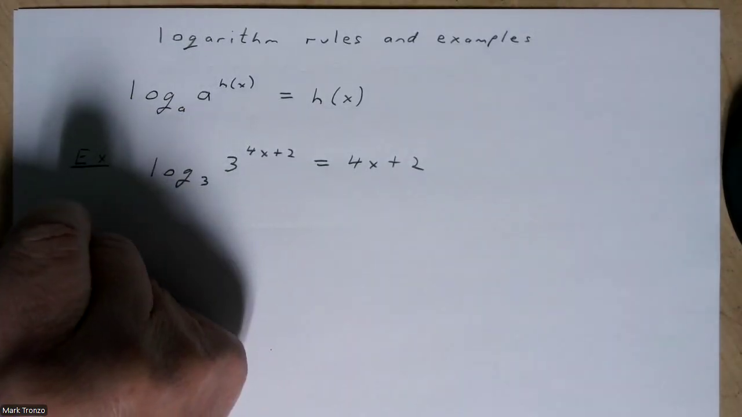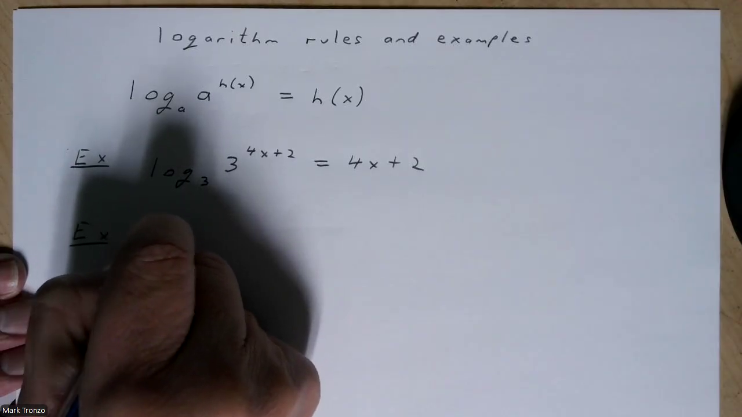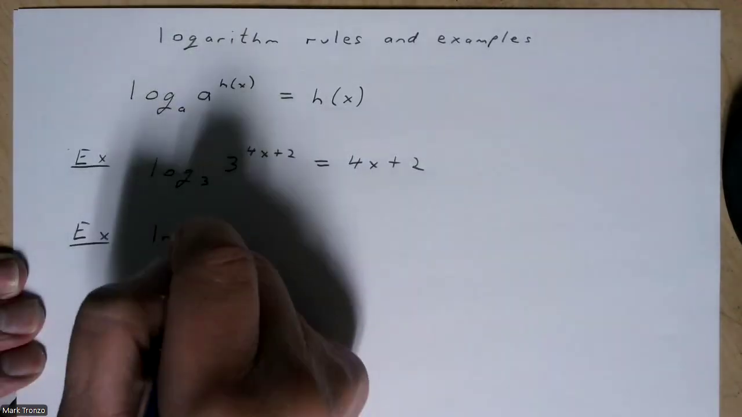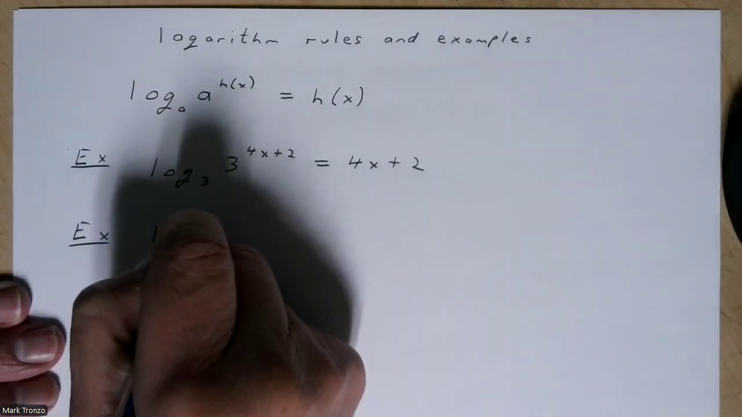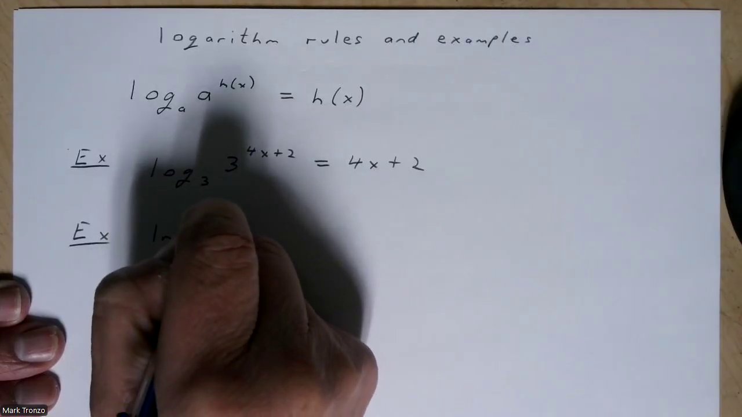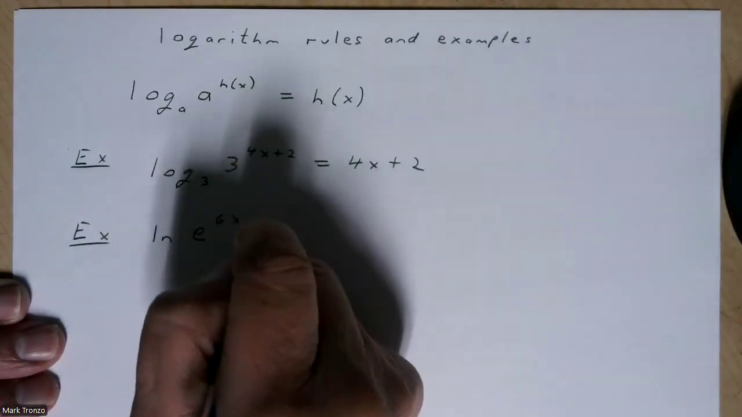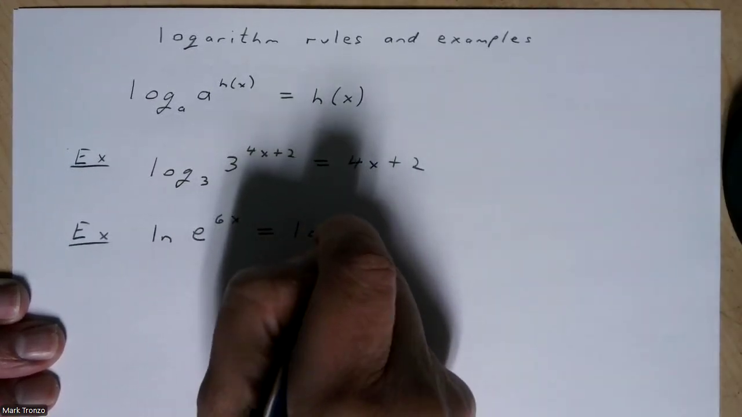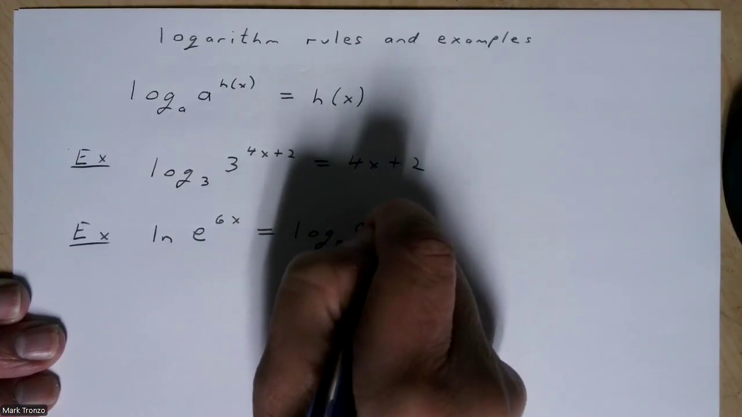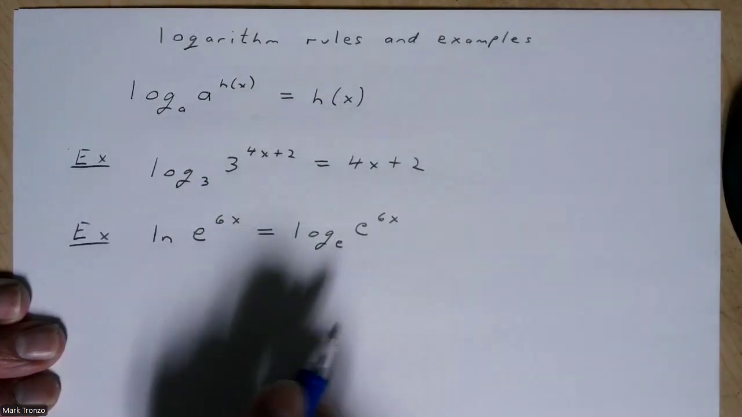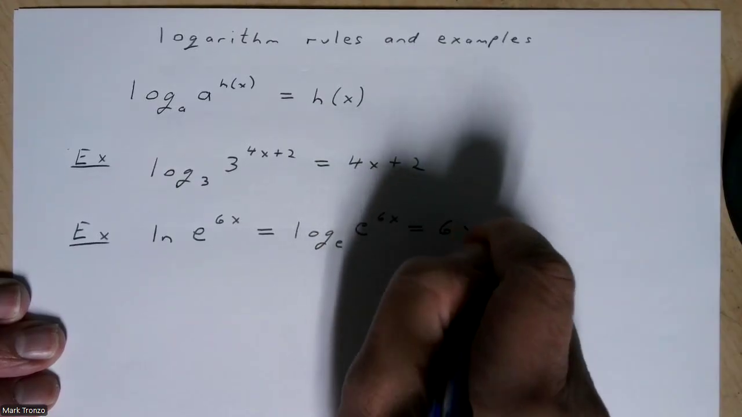And of course, whenever you see ln, that's the same as log to the base e. So, for example, if you have ln of e to the 6x, that's going to be the same as log to the base e of e to the 6x. And again, since those are inverses, this is going to be equal to 6x like that.